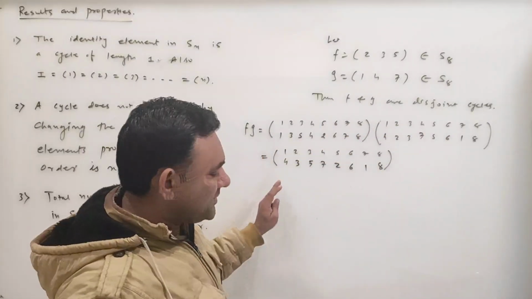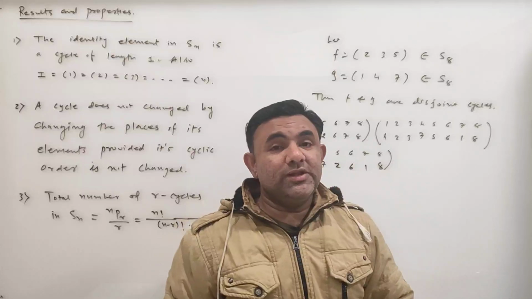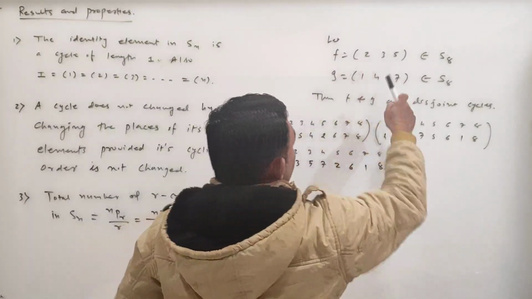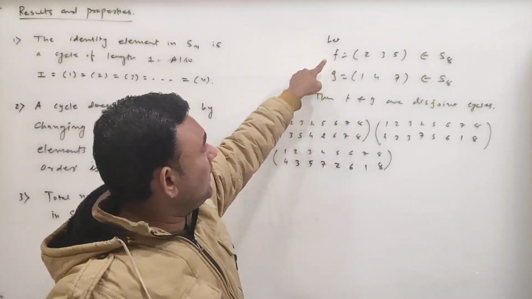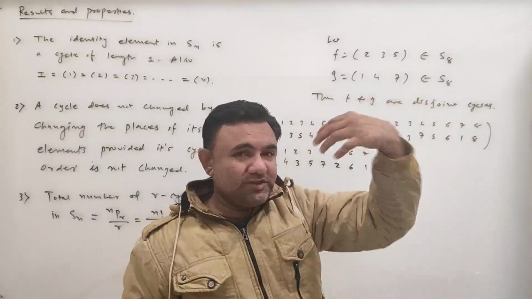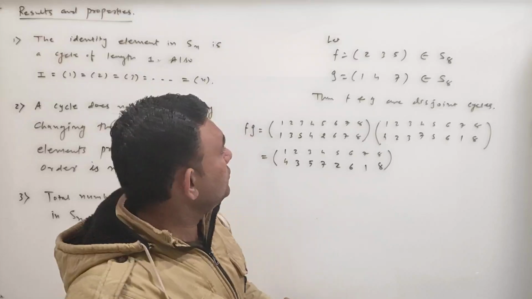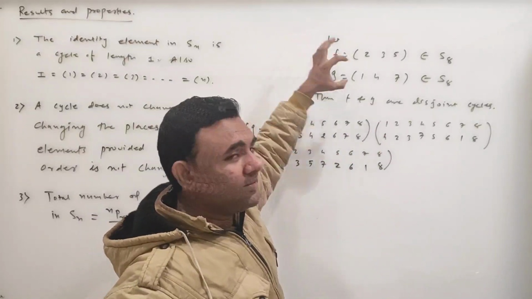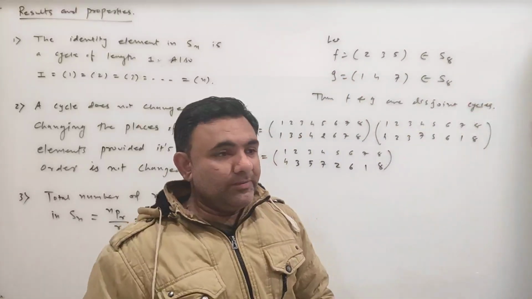So we can do this thing only when we have two disjoint cycles, right. So whatever change comes in 2 3 5 is due to F only, and whatever changes there are in 1 4 7, that permutes due to G only, and the elements which are not in F and G remain invariant, right.